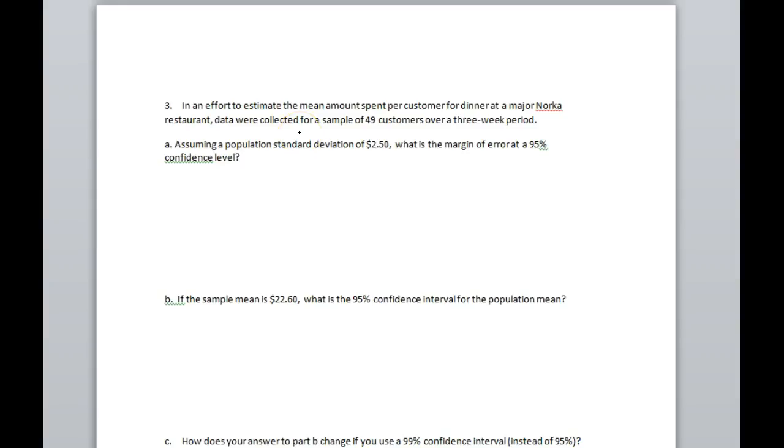In an effort to estimate the mean amount spent per customer for dinner at a major Norca restaurant, data were collected for a sample of 49 customers over a 3-week period. Assuming a population standard deviation of $2.50, what is the margin of error at a 95% confidence level?